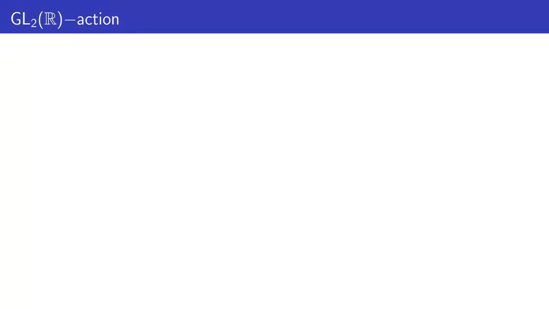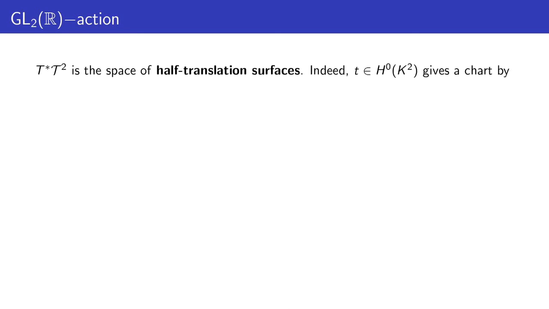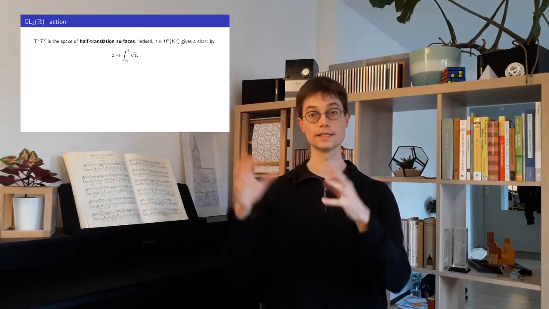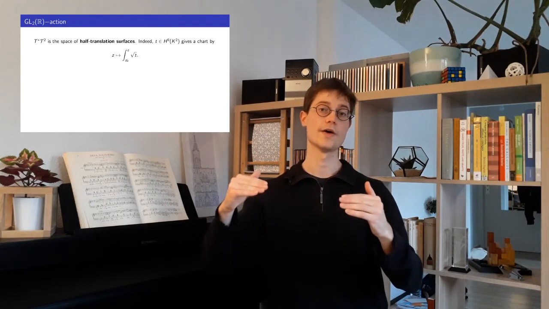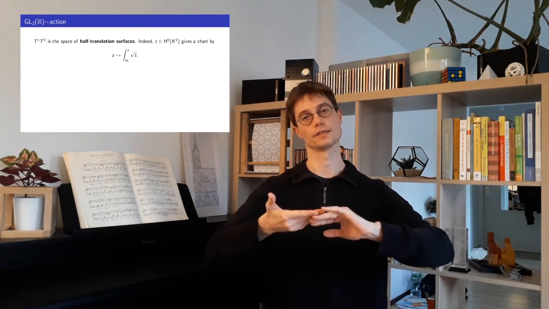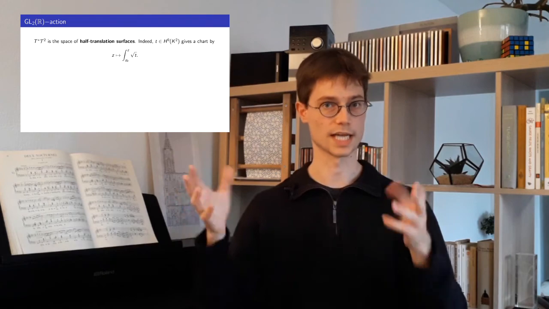The second aspect is a GL_2(R) action. When you look at the case where n equals 2, our moduli space just becomes Teichmüller space, and the cotangent bundle of Teichmüller space has a description as the space of all half translation surfaces. We know that this cotangent space is given by holomorphic quadratic differentials, and for every holomorphic quadratic differential, you can associate charts given by the integral from some base point to z of the square root of the differential. These charts glue together either by translations or by a composition of a translation with minus the identity. This is precisely what a half translation surface is.